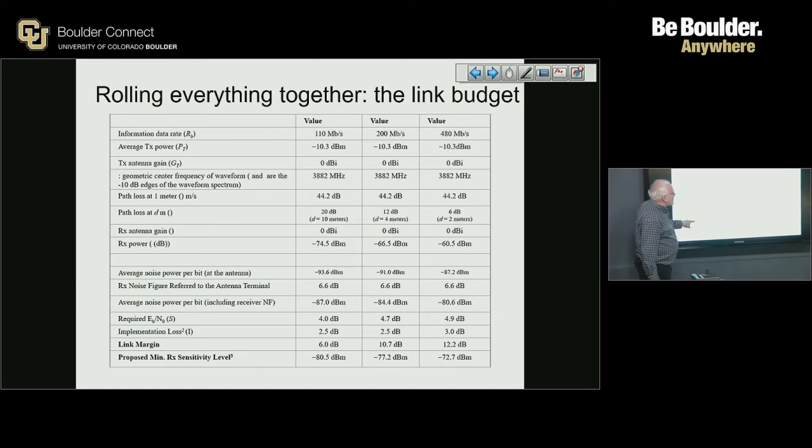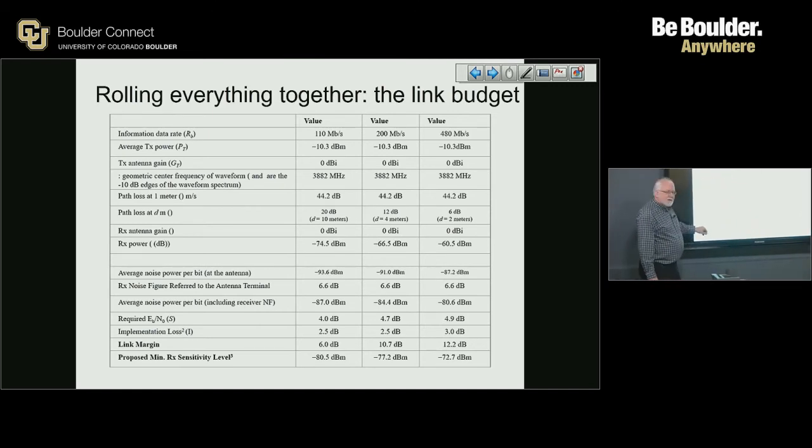For a given modulation scheme, you've got to have a certain Eb over N0, Eb/N0. And so if you saw in QPSK, if you want a 10 to the minus 10 bit error rate, you've got to have a certain signal to noise ratio. So in this case, for these modulation schemes, these are the required signal to noise ratios.